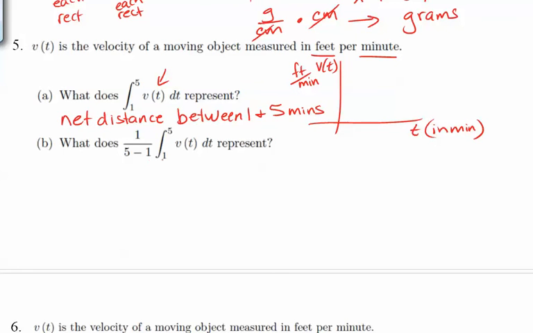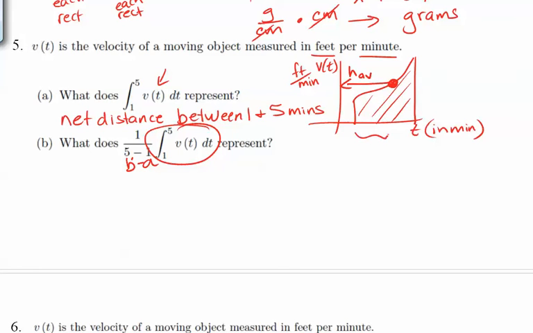And what are we doing here? This is our 1 over b minus a. So we're taking our net distance and we're dividing it by 4 minutes. So this would represent the average height. Let me actually remind you here that our average height, remember what we did for average heights, was we took our integral area and we divided by the base, which is our b minus a, the width of our interval. So if we take the area divided by the base, that gives us the average height of this curve.